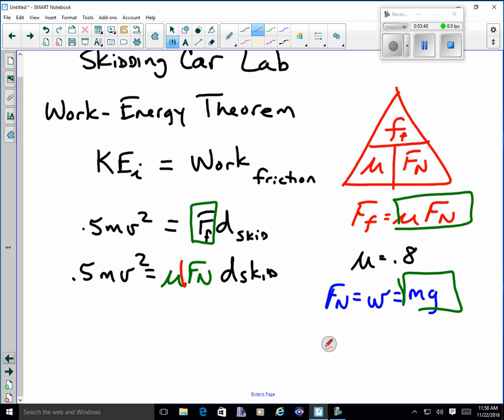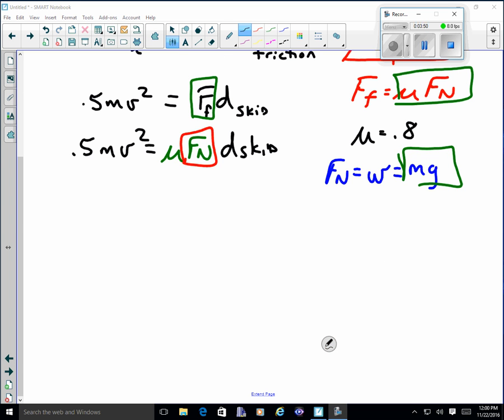Okay, so what we're going to do now is fill in that normal force, and I'm going to bring everything down. 1/2 mv squared equals mu, but for Fn, I'm going to put in this mg over here, and this is once again the distance of the skid mark. Well, guys, since you have a mass on both sides, what does that tell you? They cancel out.